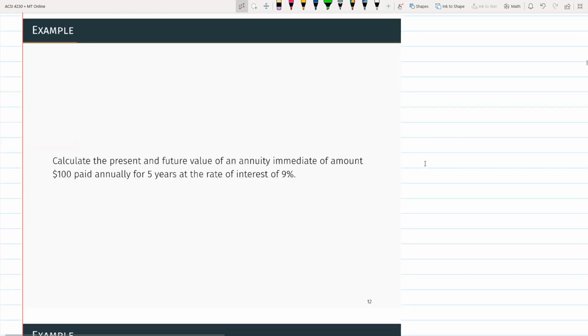Okay, so the first example: calculate the present value and future value of an annuity immediate of amount 100 paid annually for 5 years at the rate of interest of 9%. So we want to find the present and future value. So let me draw the timeline. Annuity immediate, so the first payment is at the end of the first time period, so 100.